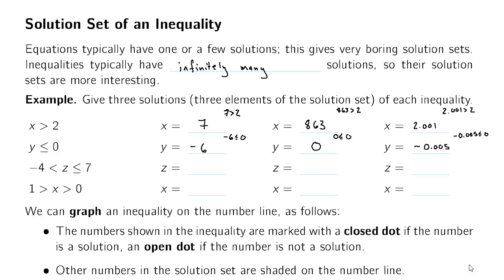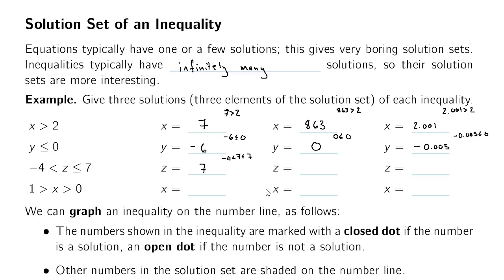For one of these between-type inequalities, we need something for z here. So -4 is less than z is less than or equal to 7. We need something that -4 is less than. So we need something that's bigger than -4 and less than or equal to 7. I mean, 7 works, because -4 is less than 7, which is less than or equal to 7. But -4 wouldn't work, because it's not true that -4 is less than -4.